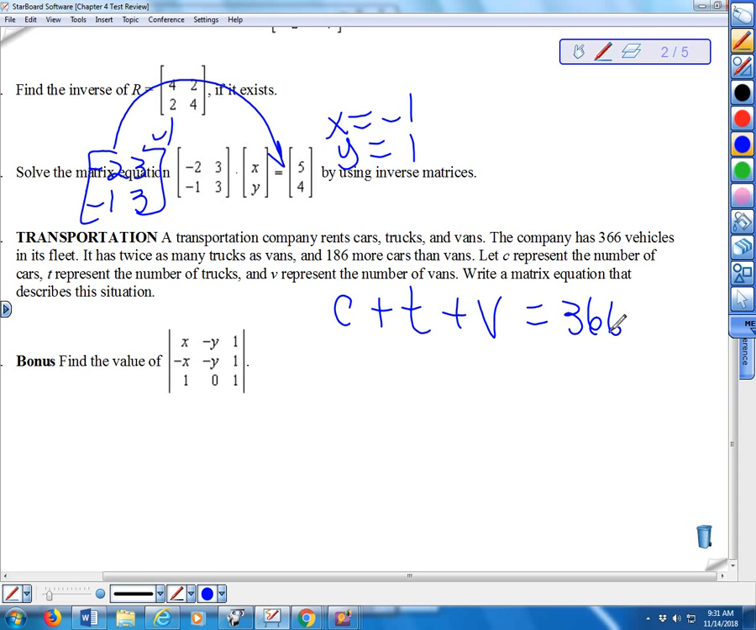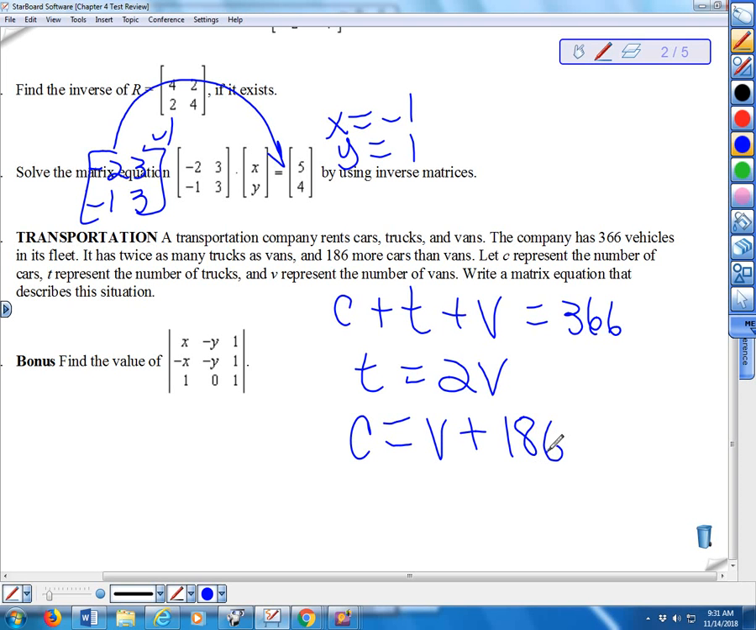20. And how did I get 20? Multiplied what by 2? Vans or trucks? Vans. So I had 10 vans, I multiply it by 2, and that gives me trucks. So I know that the number of trucks equals 2 times the number of vans. I always get confused when I do these, so I always have to throw numbers in for myself so I get them right. Okay, then we also know 186 more cars than vans. So cars is equal to vans plus 186.